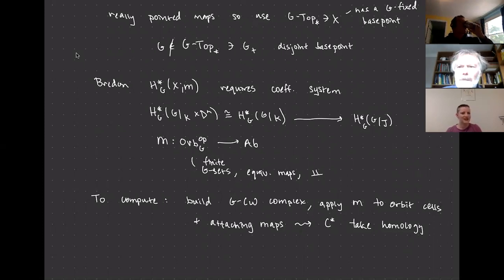Okay, great. And someone pointed out that if you assume that M sends disjoint unions to direct sums, I said it's an additive functor, right? Then you're all well and good. So great. Okay, so this is a fun thing to do.